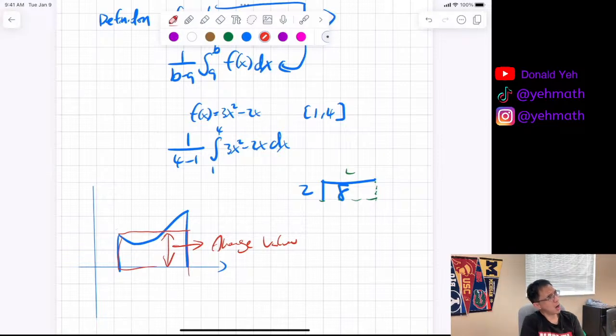The average value is not going to give you the area under the curve, but it's going to give you the height of the rectangle that has the same area as the area under the curve. So the red rectangle is going to give you the same area as underneath the blue part. So we could use average value to find the area under the curve, but usually it's better to just find the average value.